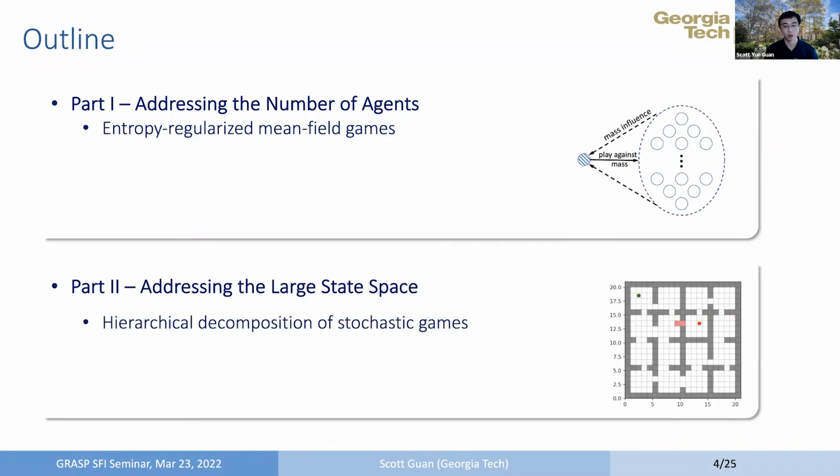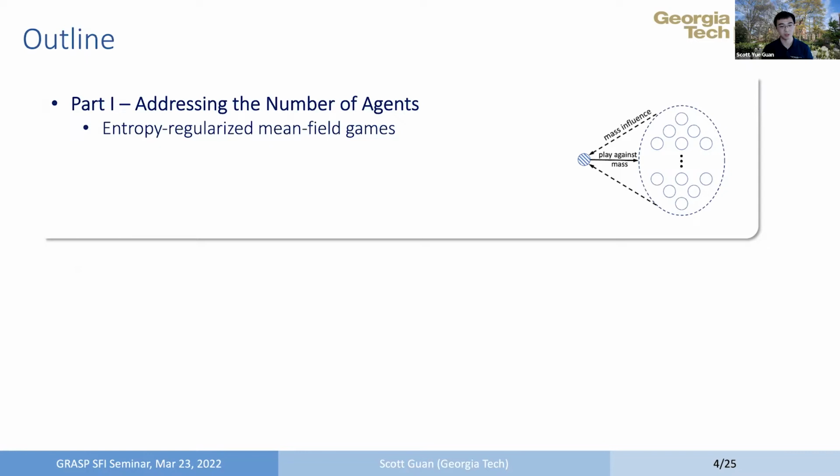In the second part, we will address the large state space issue. We will mainly focus on the 2-agent zero-sum game. We will utilize the divide and conquer idea and introduce a hierarchical decomposition approach and break down a very large game into multiple smaller games that are more manageable for us. So now we can get started with part 1. And also feel free to stop me if you have any questions.